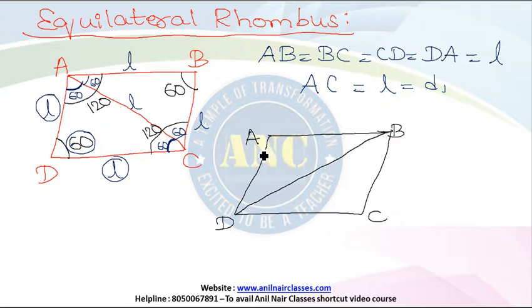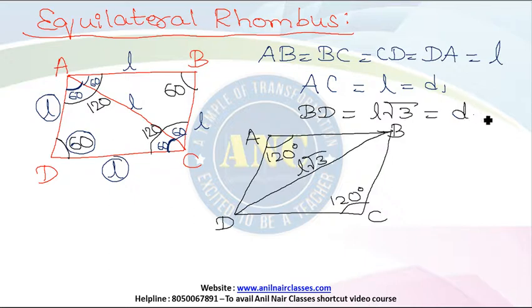Now, this is my second diagonal which I did not draw. Can I say that this is 120 degrees totally? This also will be 120 degrees, right? This also will be 120 degrees. Now, using a similar explanation, this will become L root 3. You can prove it also, but as of now it is not required. That means the other diagonal BD will be equal to L root 3, which is my second diagonal.